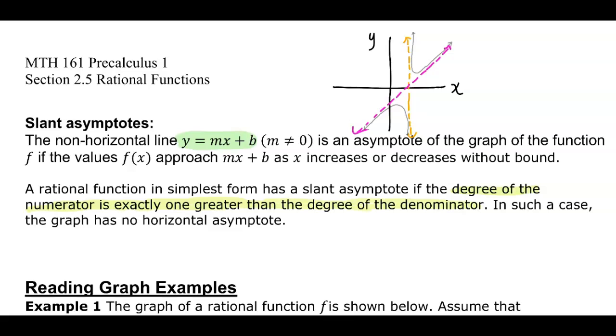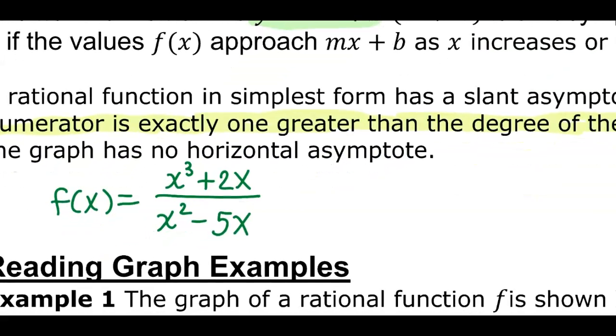So here's an example for you. You may have a function that has f of x equals x to the third power plus 2x over x squared minus 5x. I just made it up. But look at the degree of the numerator. What is it? That's 3. Look at the degree of the denominator. That is 2. So you see how 3 is exactly 1 bigger than 2. So this function will have a slant asymptote.